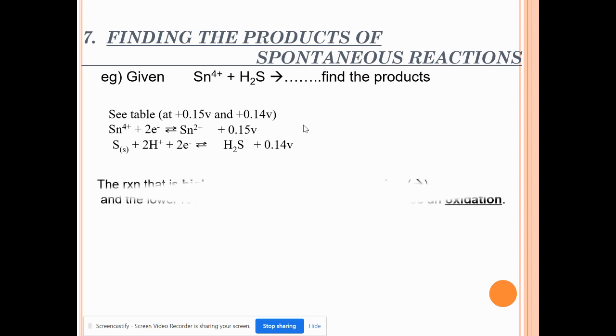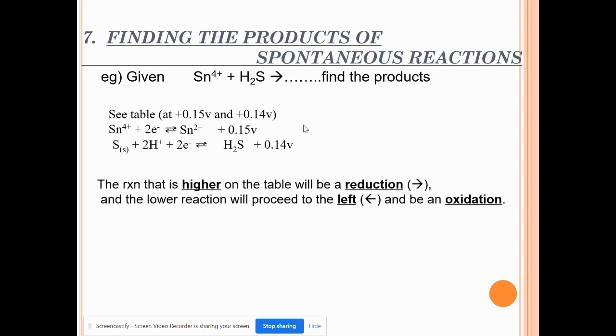Just to go over this, the higher reaction on the table will be the reduction reaction. This is going to be all through the unit, so memorize that in your mind. You're putting two things together. Whatever's higher on the table will be a reduction reaction. This is the one going forward. The lower reaction will proceed to the left. This will be the oxidation reaction. Higher is the reduction, lower is the oxidation.